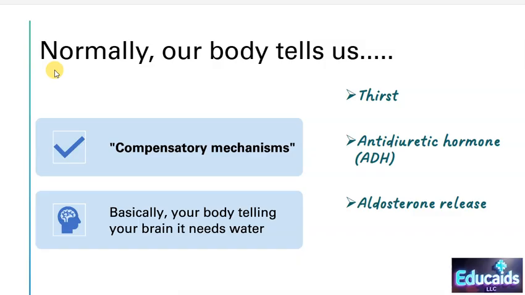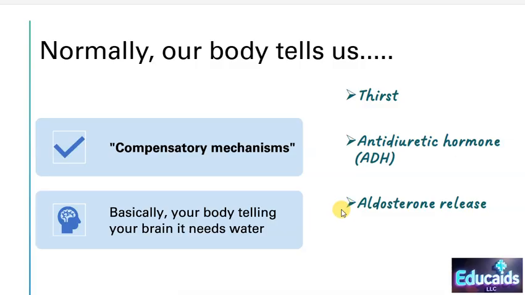It's called compensatory mechanisms. I want you to remember that term. NCLEX likes that term. So it is your compensatory mechanisms that tell us when we need to consume more fluid. There are three ways that this happens in our body. So write this down: thirst, antidiuretic hormone, and aldosterone release. These are your three compensatory mechanisms.